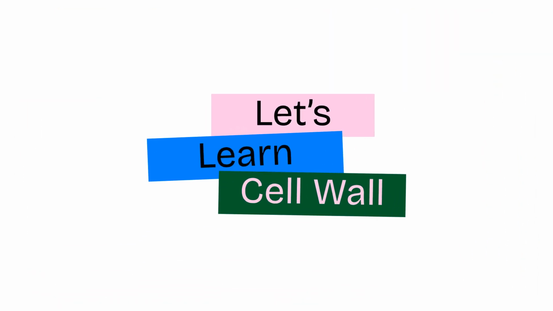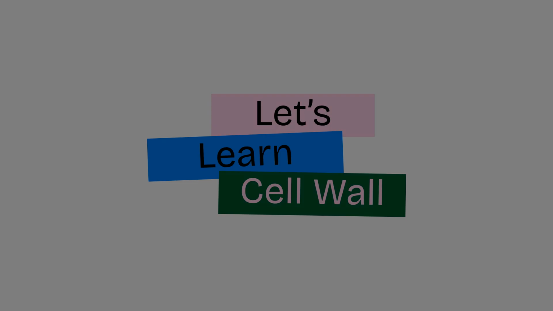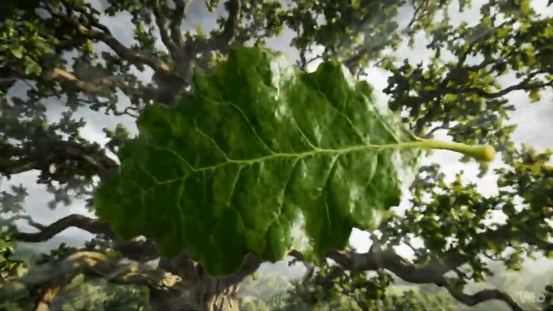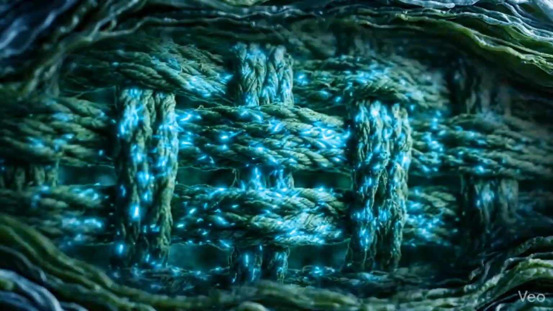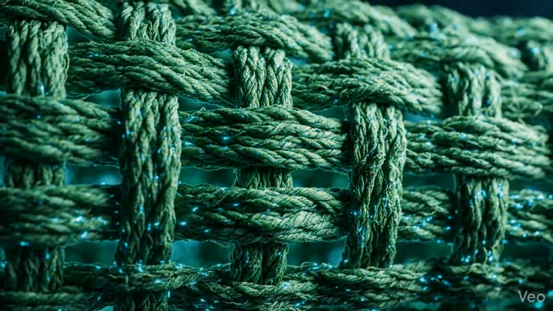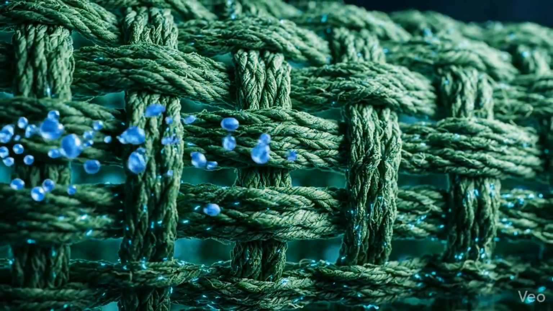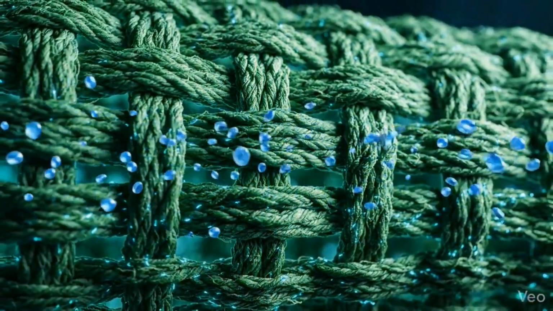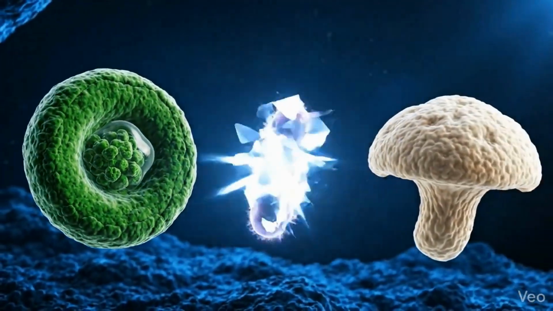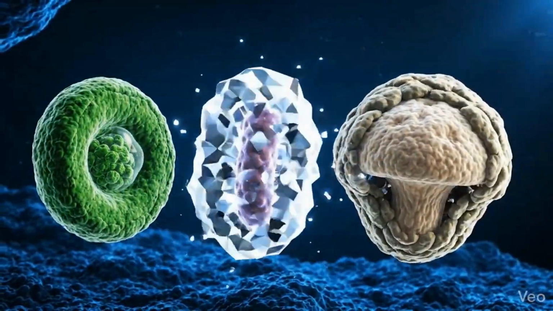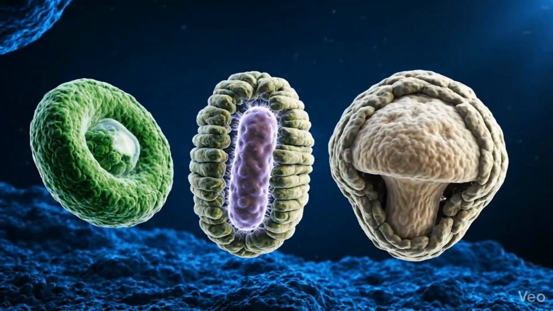Now, let's learn about cell wall. Unlike animals, plants cannot move to escape the elements. To withstand wind and rain, their cells feature a rigid outer shield, the cell wall. Primarily built from tough fibers called cellulose, this wall keeps plants upright. Yet it remains selectively permeable. Microorganisms like fungi and bacteria also rely on strong cell walls for essential protection and structural support.